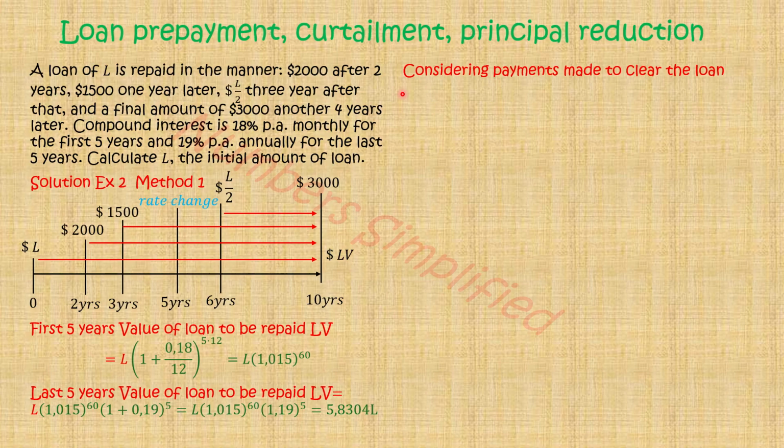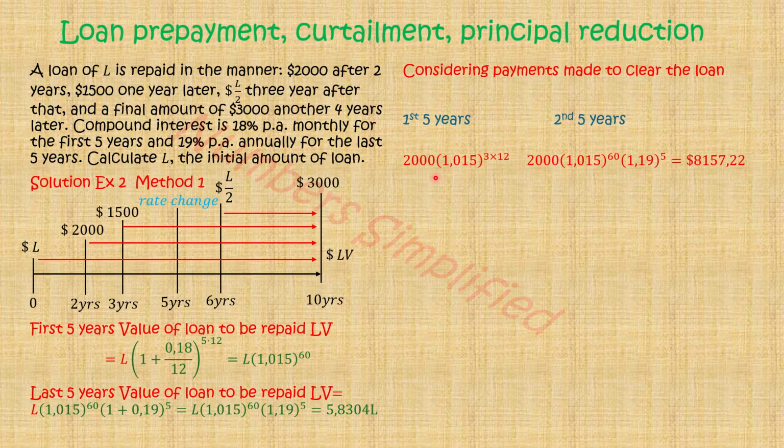Now, considering the payments made to clear the loan, we are going to use the same approach. We have now the value of the loan after 10 years that we obtained. Now we consider the first 5 years. And considering the first payment was made in the first 5 years, implying that the interest rate that is going to be used for the first payment within the first 5 years is 0.18 in decimals. And we know that this one is compounded monthly.